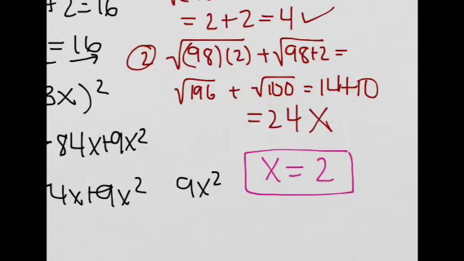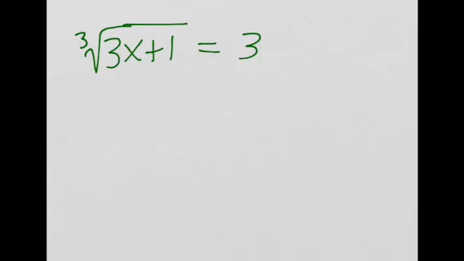Okay? Well, let's cool down with a little bit of an easier problem. It's a cubic, so we have a cube root: the cube root of 3x plus 1 is equal to 3. So in this case, instead of squaring, what we're going to do is raise both sides to the power of 3.